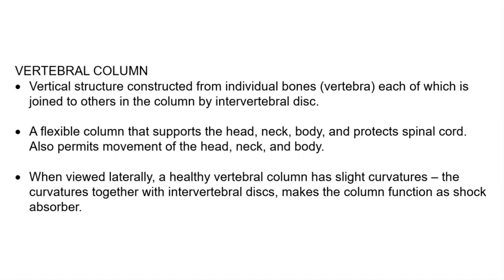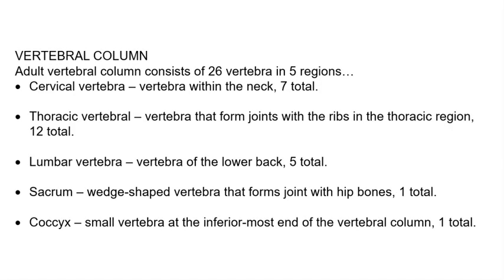So when viewed laterally, a healthy vertebral column has a slight curvature in each of its major regions. The curvatures, together with the intervertebral discs, allow the entire column to function as a shock absorber to protect against physical trauma. The adult vertebral column consists of 26 vertebrae within 5 regions.